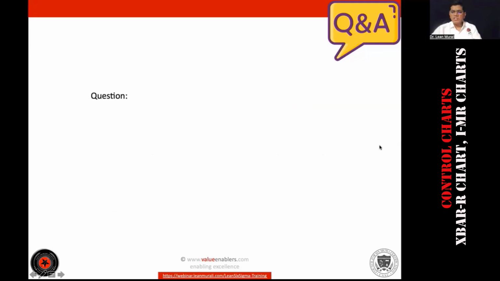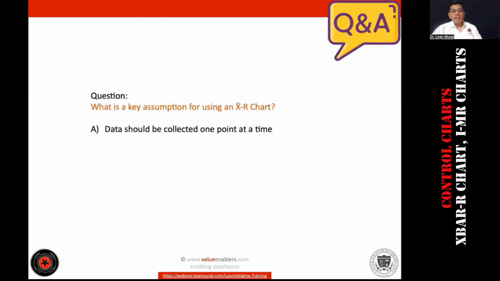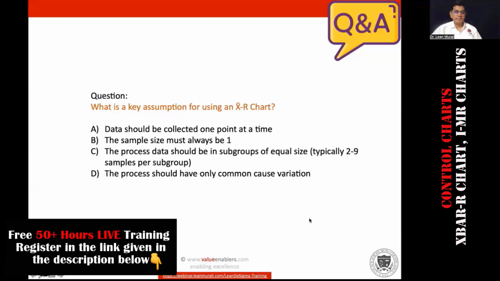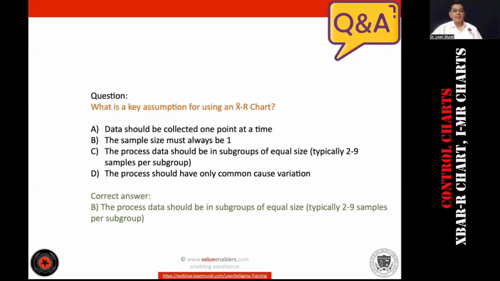Okay, now let's focus on the next question. What is the key assumption while using the Xbar R chart? The data should be collected 1 point at a time. The sample size must always be 1. The process data should be in subgroups of equal size, typically 2 to 9. And the process should have only common causes. Don't get overwhelmed by this question. Think carefully and give me an answer. What is the key assumption? Okay, I apologize for the copy paste mistake. It is actually C that is the right answer. Okay, I'll change it to C. Let me quickly change it here.